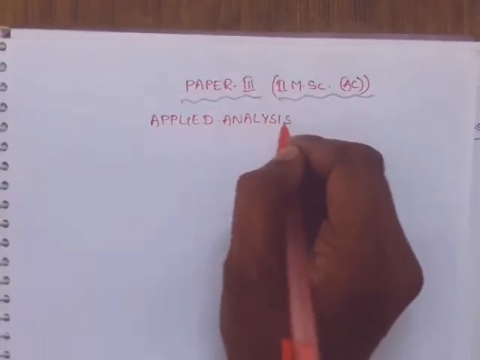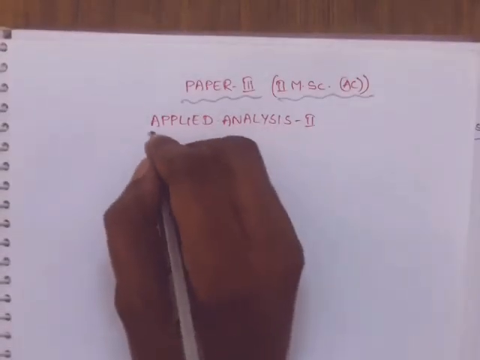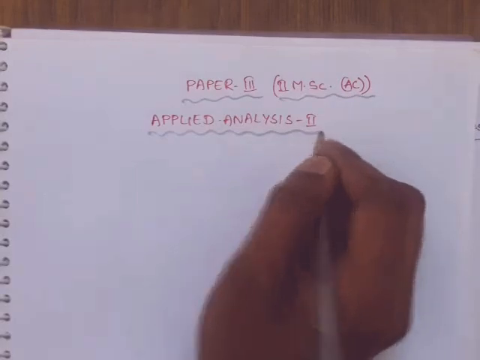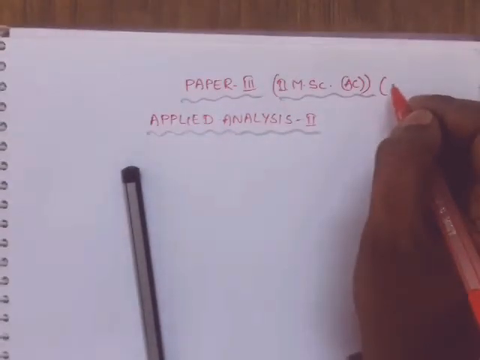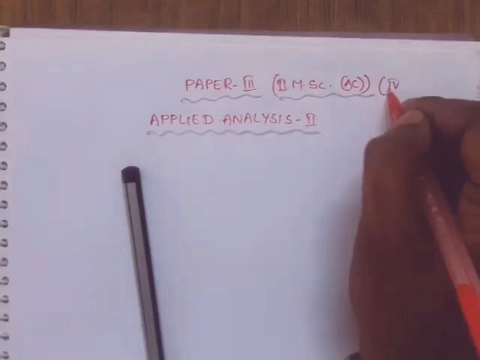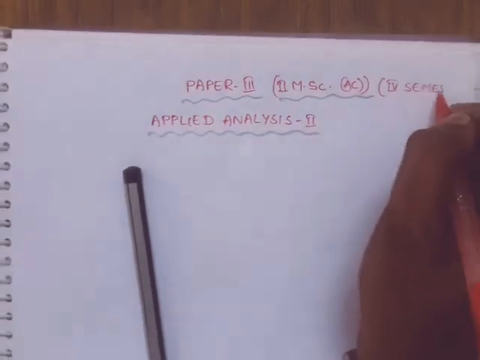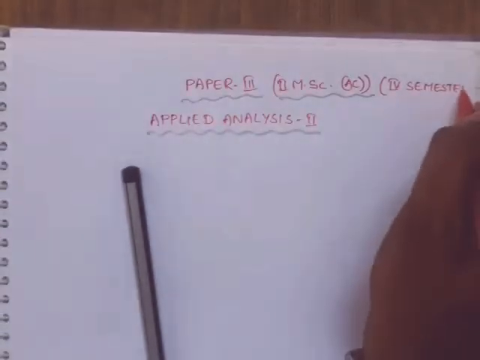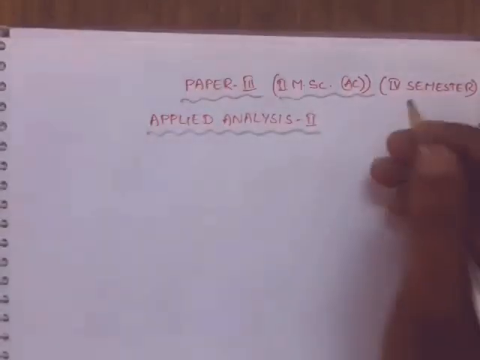Applied Analysis 1 is present in your third semester of second year MSc Analytical Chemistry. Here it is fourth semester. Okay. So, this paper consists of totally 4 units.